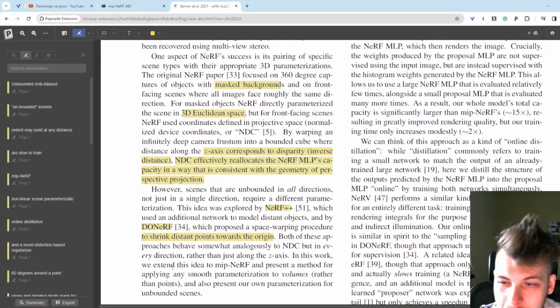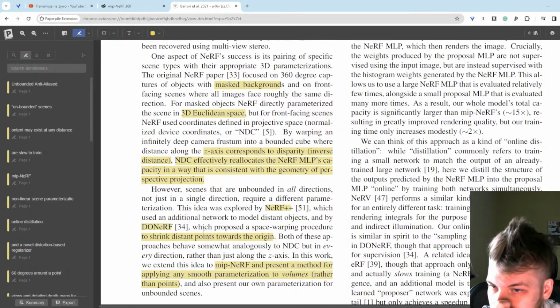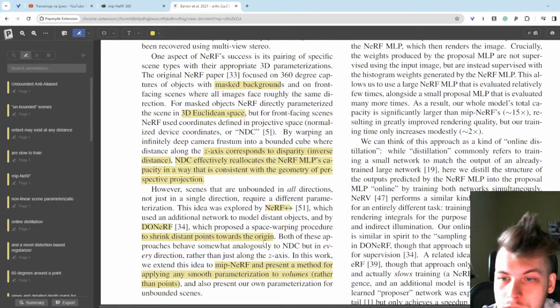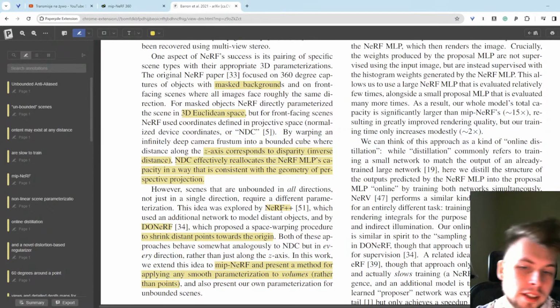In this work, we extend this idea to Mip-NeRF and present a method for applying any smooth parametrization to volumes rather than points. So what they mean by that is that I think they're going to do the same thing. They're going to shrink distant things closer to the origin, and they have this kind of mapping from a distant point, whatever distance away, into some kind of closed or near origin space.